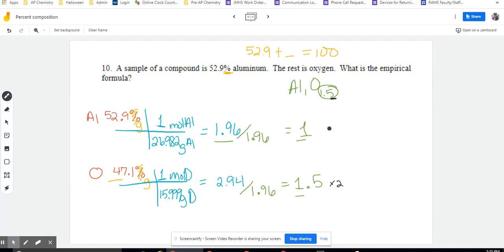Whatever you do to one, you have to do to the other, because you're keeping them in proportion to each other. So we're doubling both of them. That's the way to think of it. We end up having a 2 for this one, and a 3 for this. That leaves us with Al2O3 as our final answer, which is aluminum oxide.